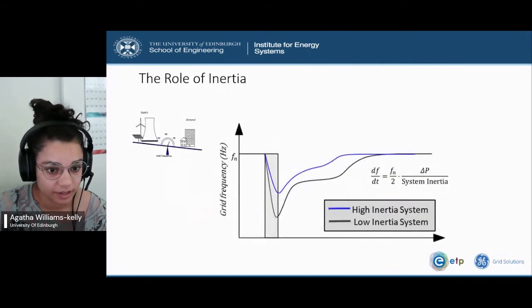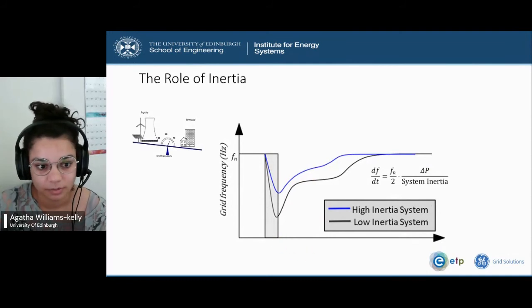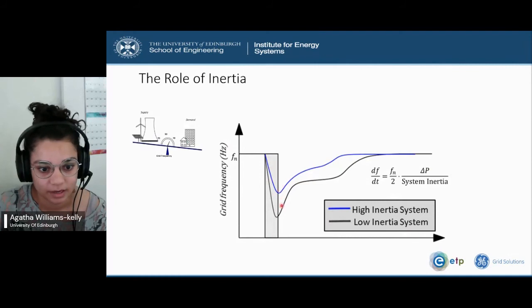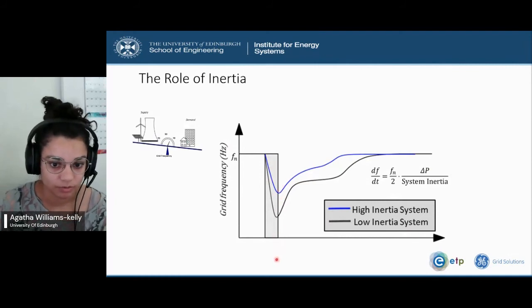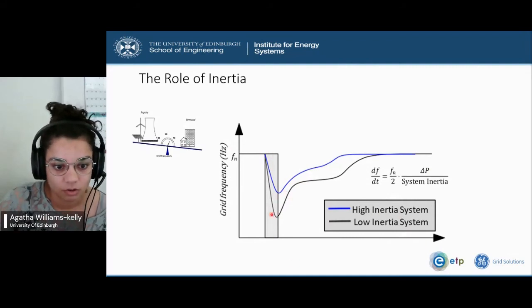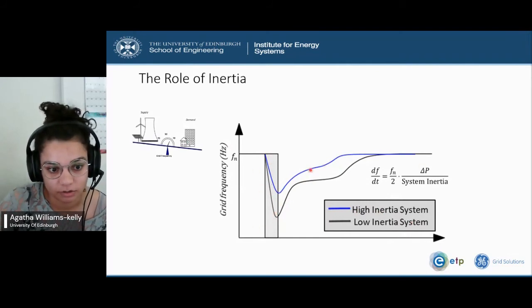The role of inertia in that is that inertia, based on this equation, controls the rate of change of frequency. So in this diagram, this point here at the end of the grey box is the point where National Grid, or whoever is the system operator, has responded to the drop in frequency by adding some of their generation reserve onto the system, or in the worst case scenario, they remove some load. The higher your inertia and the lower your rate of change of frequency, the longer they have to do that, and also the less severe any event is, and the faster you get back up to your nominal grid frequency.